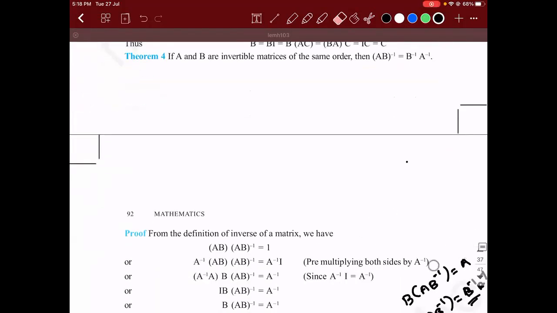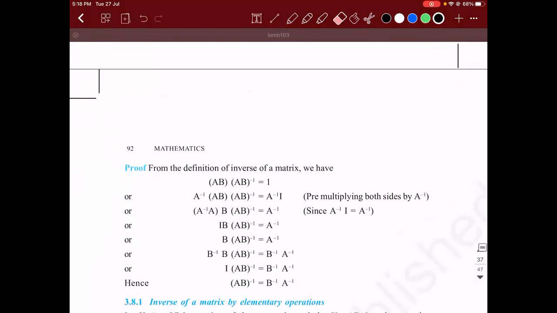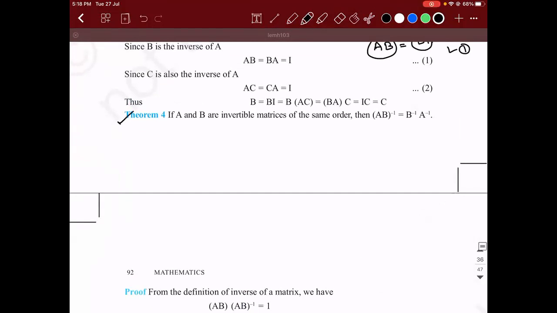Now, we will look at the fourth theorem. What does the fourth theorem state, guys? If A and B are invertible matrices of the same order, then (AB) inverse is equal to B inverse into A inverse. There is some other operation which has a similar kind of property. Yesterday we saw (AB) transpose is equal to B transpose into A transpose. Do you guys remember this? The same applies for the inverse also.